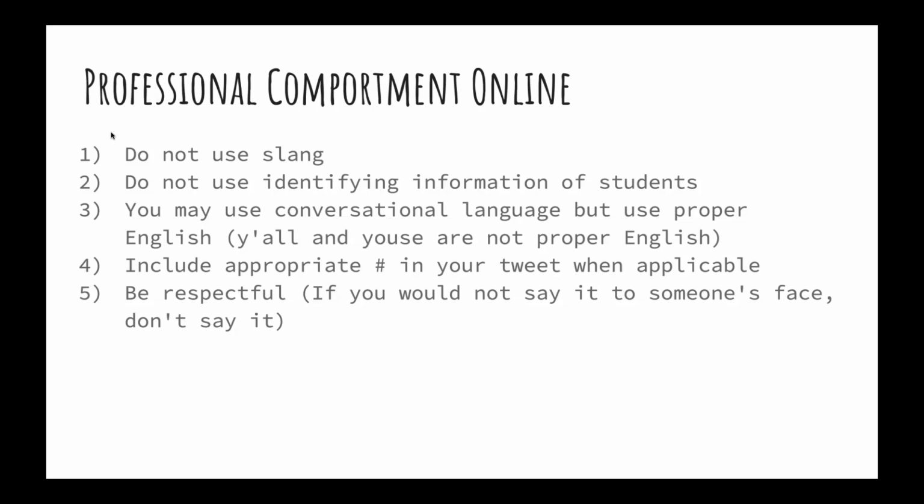When you're tweeting, make sure that you include the appropriate hashtag in your tweet, if at all applicable. So if you're tweeting about something that's related to EdTech, you can put hashtag EdTech. Or if it's something that's related to first grade teachers, you can put hashtag first grade, or hashtag kinder, or hashtag elementary ed, hashtag middle school, hashtag high school, hashtag coding. I mean, there's hashtags for just about everything that you would be tweeting about. And finally, be respectful. If you would not say it to someone's face, don't say it. Just general rules.